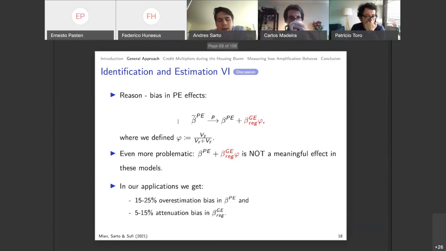And just to give you an idea, in our applications we would get between 15 and 25% estimation bias in the partial equilibrium effect. And because we have such huge G multipliers, in proportional terms we would only get between 5 and 15% attenuation bias.